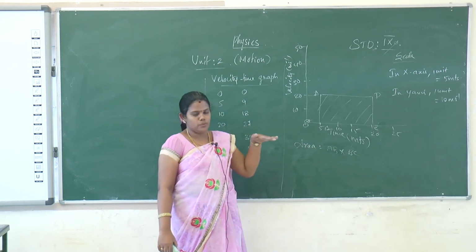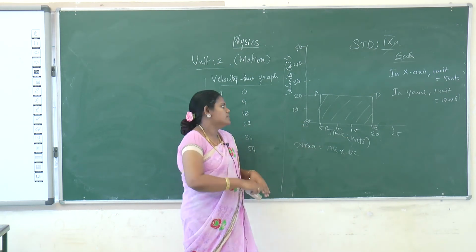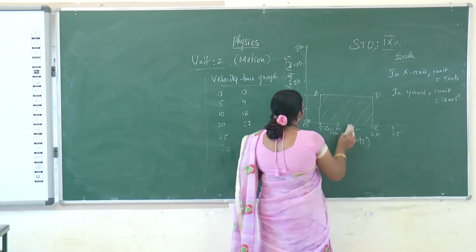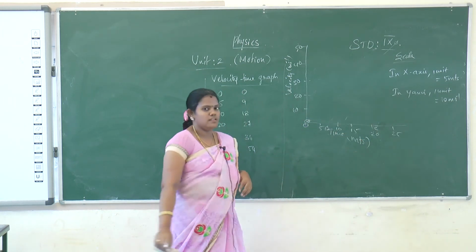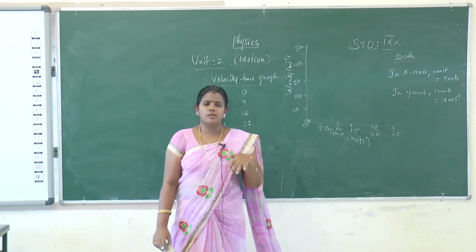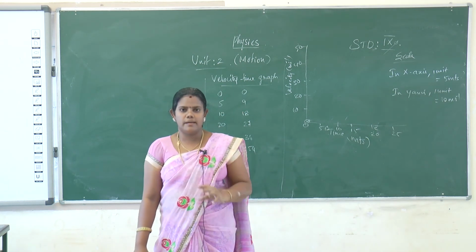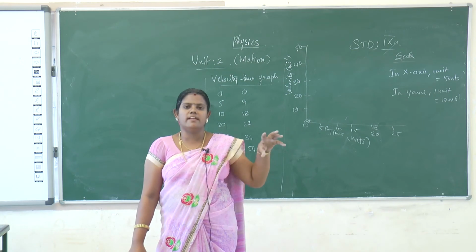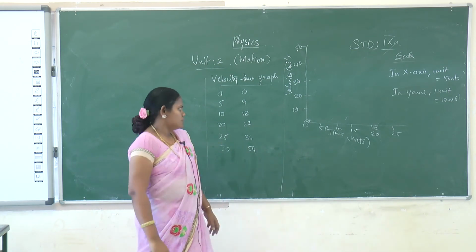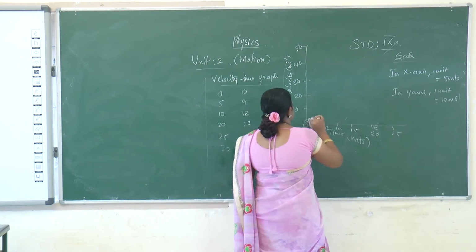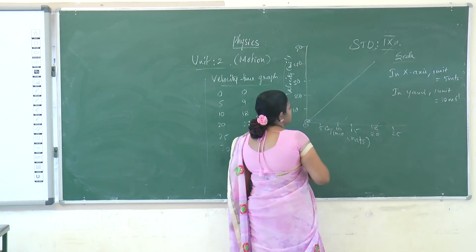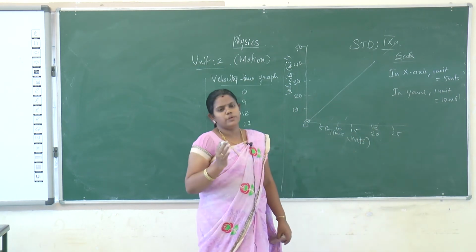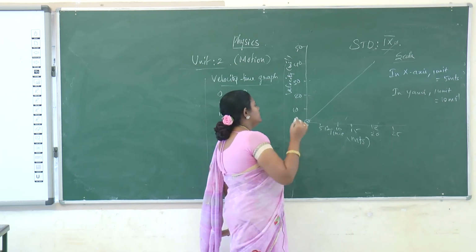If the object is moving at a constant speed, we can note this down. What is the meaning of constant speed? It covers equal distance in equal time. So it will be a straight line. We get a straight line in the graph. This is the straight line.